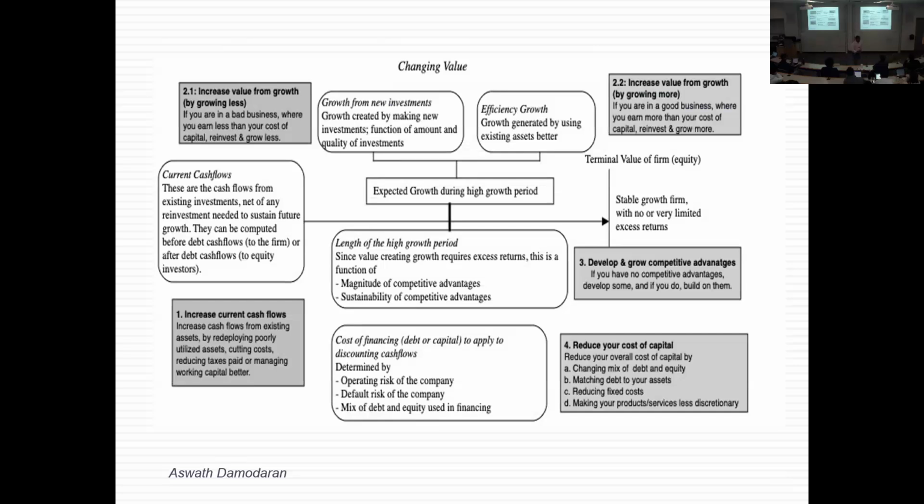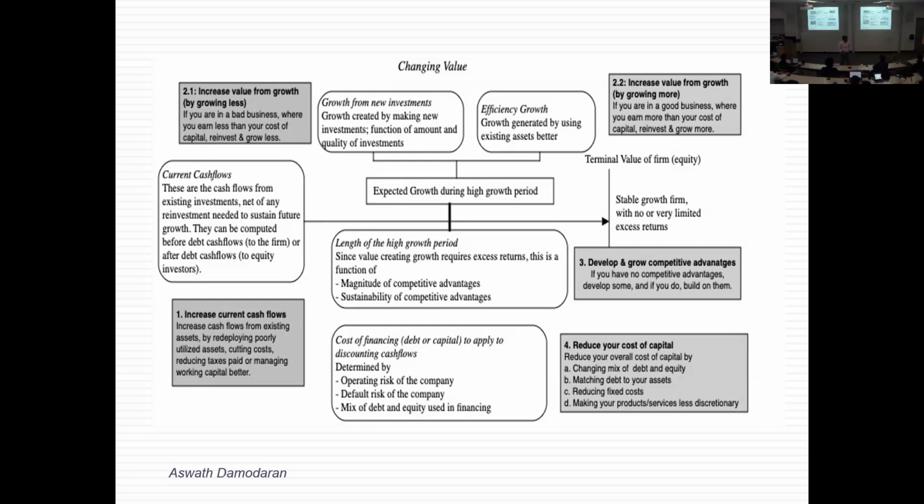So let's summarize all the different ways you can change the value of a company. The first is you can look at current cash flows. So these are the pictures we looked at individually. You take in current cash flows and you say, is there something I can do to increase those cash flows? Cut taxes, pay less in taxes, be more efficient.